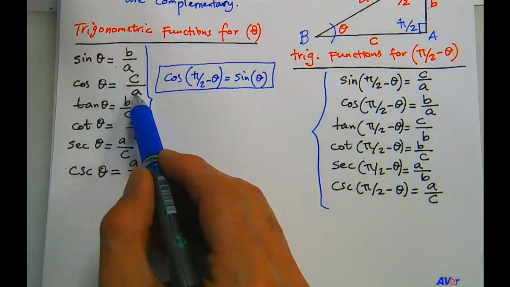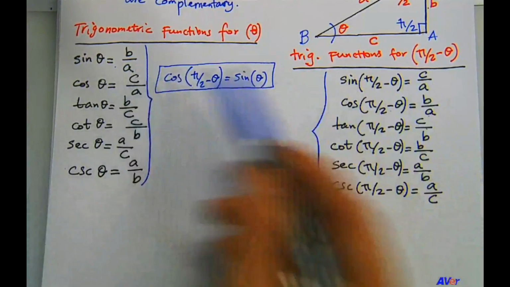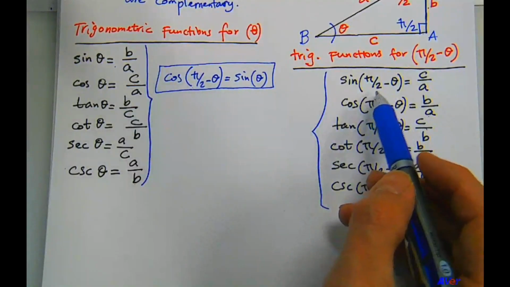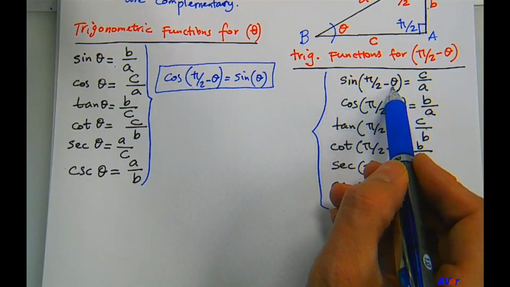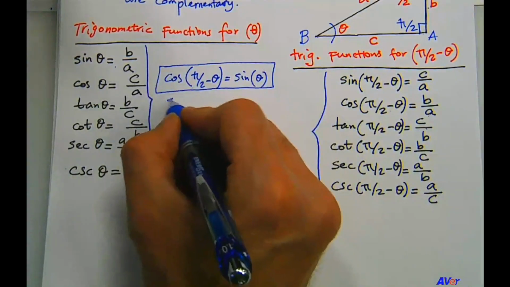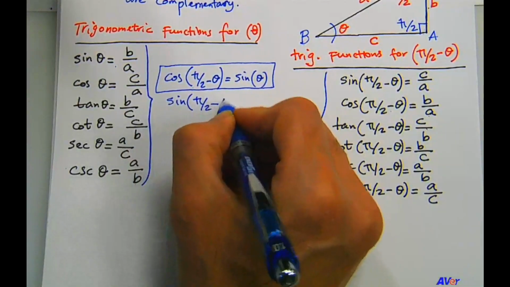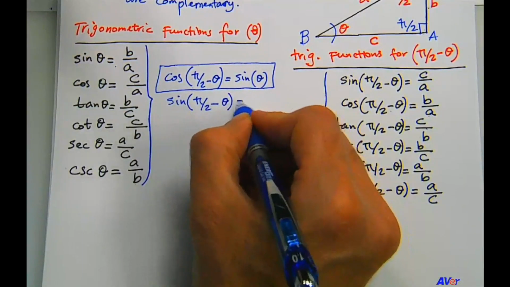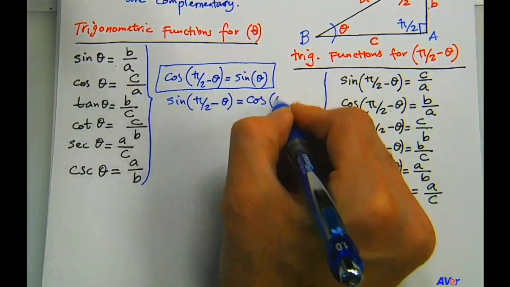Cosine of theta is equal to C over A. Do we have C over A? Oh, right there. C over A, C over A. So what can this tell us? It tells us that sine of pi over 2 minus theta is equal to cosine of theta. So let's write that down. Sine of pi over 2 minus theta, which is C over A, is equal to cosine of theta.